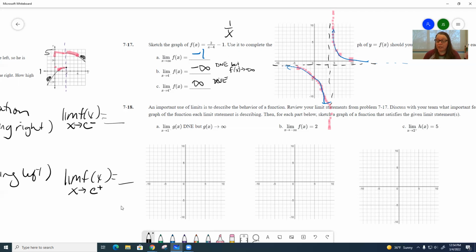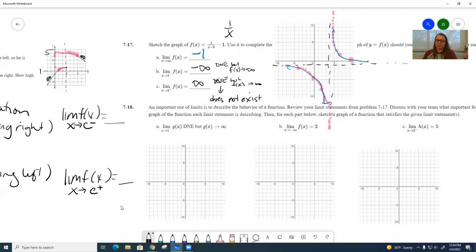So I just wrote this and didn't say what it meant, right? DNE means does not exist. Like in Mean Girls, and she's like, the limit does not exist. That's what that means. Okay, so they would say DNE, but f of x approaches infinity. But just saying infinity is perfectly fine.